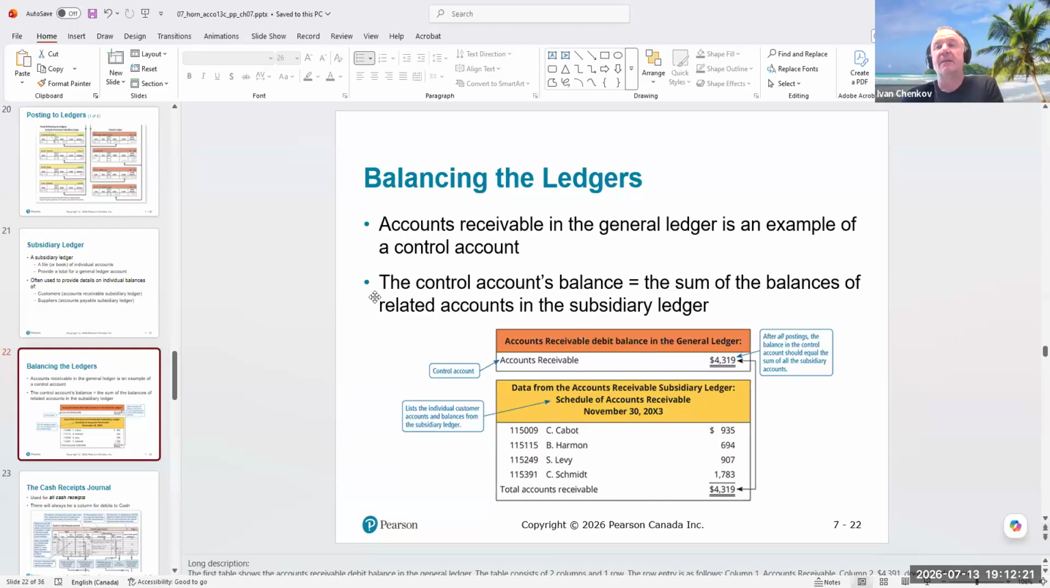So again, how are we going to balance the ledgers? All the sub accounts that we have under accounts receivable, as you can see, 115 was accounts receivable, and 009 is the one customer. As you can see, this company limits itself to 999 customers. If they have 1,000 customers, they have to use a different type of accounting. But anyway, when we combine all those customers, it gives us the number which is sitting on the general ledger as accounts receivable of $4,319.